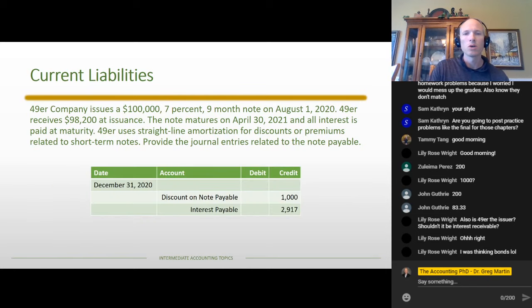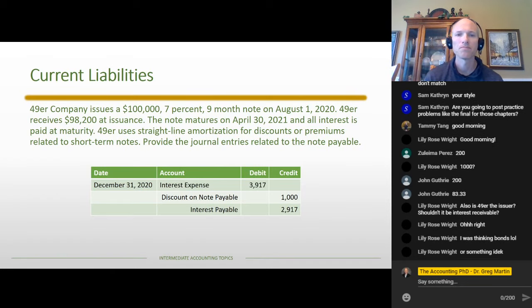And so then when we get to our journal entry, we have the credit to our discount on notes payable, our credit to our interest payable, and from that we derive our interest expense as $3,917.